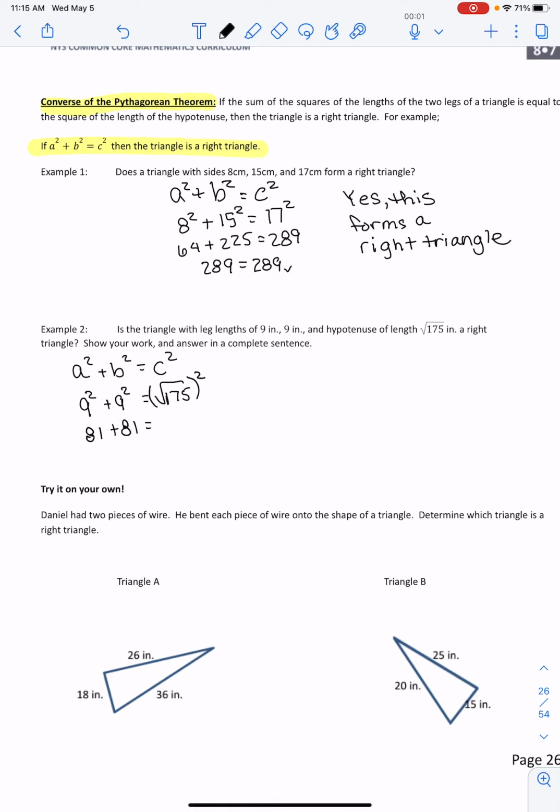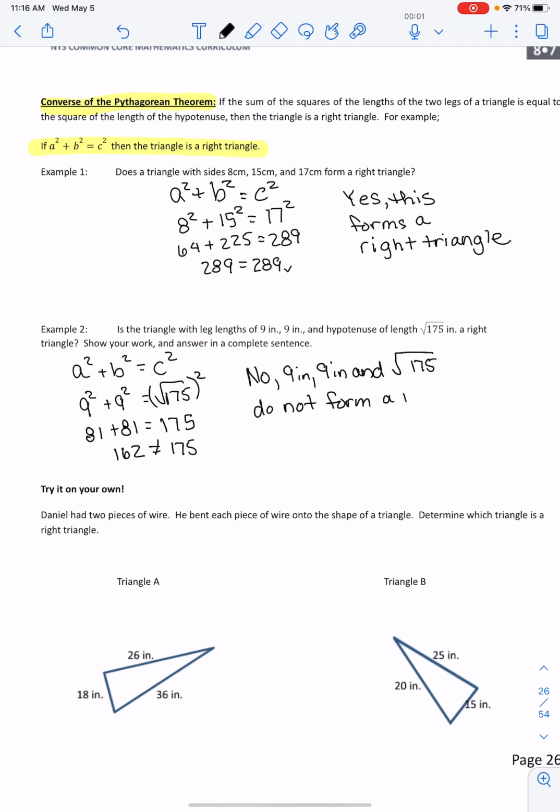And if you put in your calculators the square root of 175 squared, it is 175. Basically what you're doing is you are taking off the square root. So 81 plus 81 is 162, and that does not equal 175. Therefore, no. 9 inches, 9 inches, and the square root of 175 do not form a right triangle.